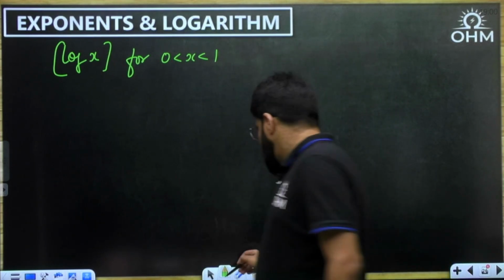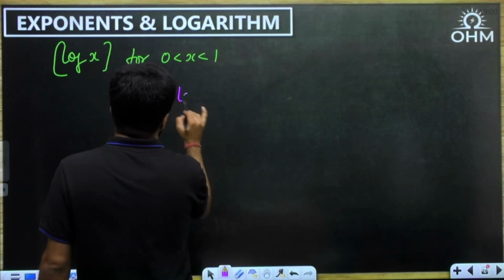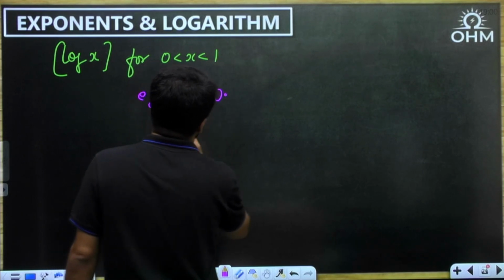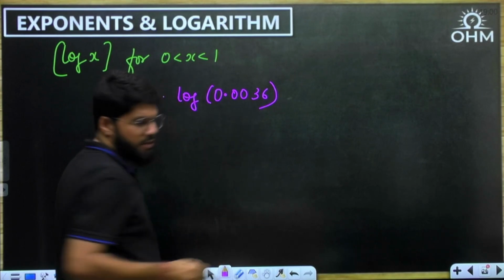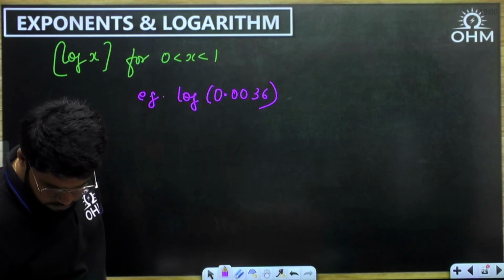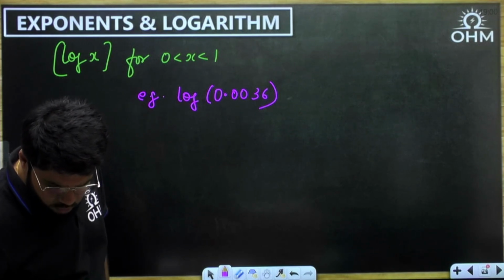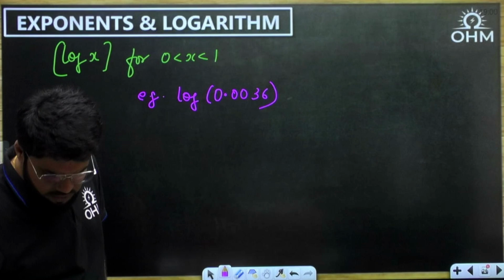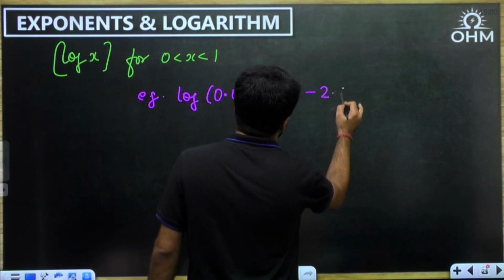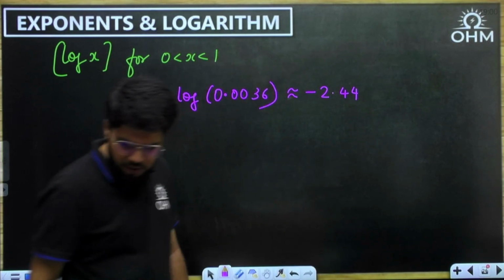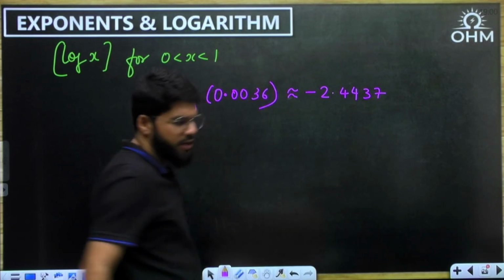So, again, some examples, let me write down. The number should be between 0 and 1. Suppose 0.0036, something of this kind. What is the value of this log? Log of 0.0036 is approximately minus 2.44. Let me write up to 4 decimal places: minus 2.4437.